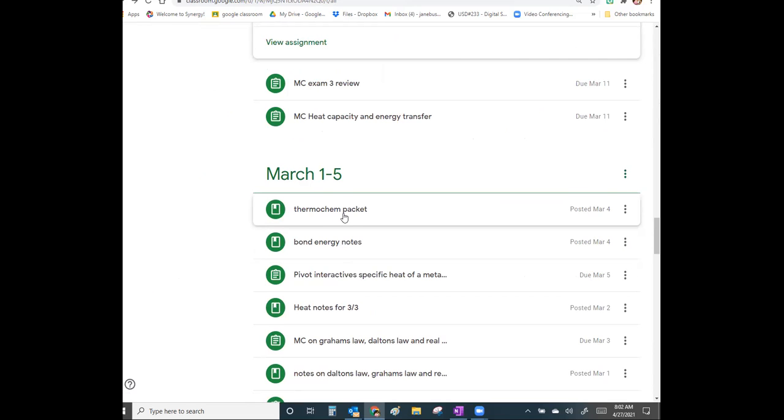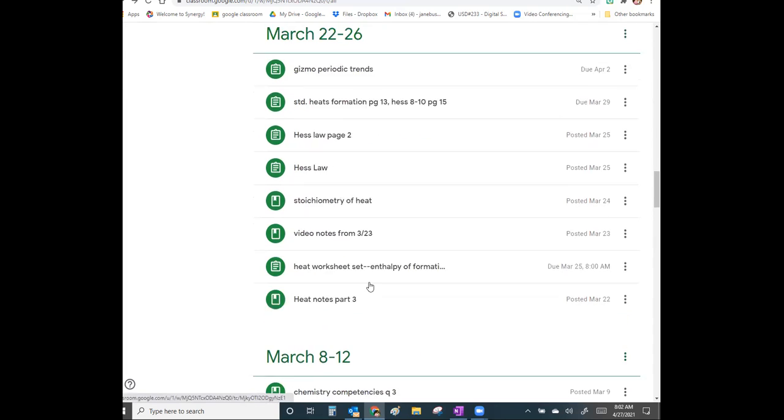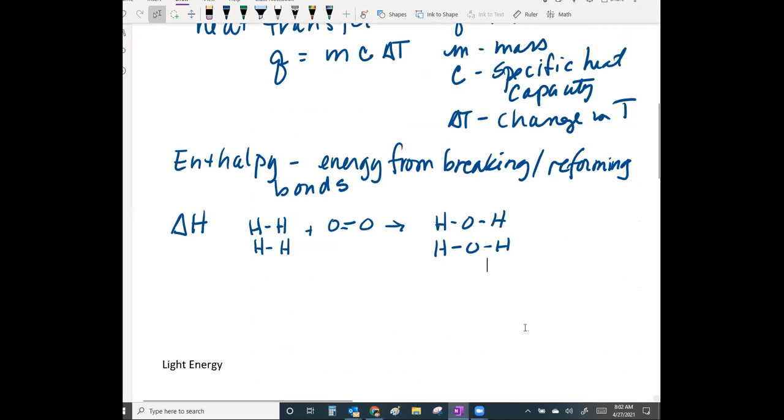And then you have a thermochemistry packet that I gave, and then I think I gave you an updated thermochemistry packet. Heat worksheet set that has some of the information you need in it too. Okay, so just so you know where you can find that. And energy, enthalpy from bonds breaking and reforming, you do the bonds breaking and you calculate, add up all the energy, and then you subtract the bonds that are forming. Okay, so that's how you do bond energies.